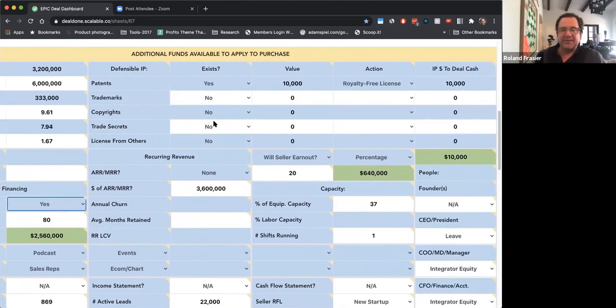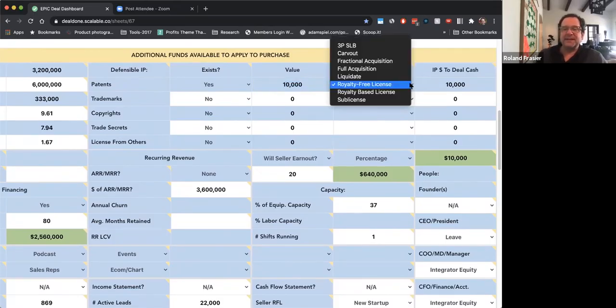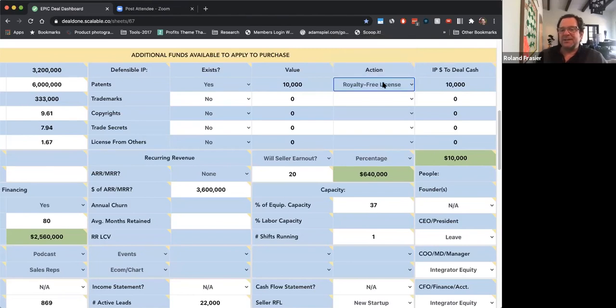And then I'm going to go over here and ask, is there any value in any of these intellectual property assets? It does exist. There's a patent, I told you. I don't know what the value is without getting an appraisal, but I do know it's going to be at least $10,000 to get this patent in the first place. So I could potentially argue for a royalty-free license. I could sell the patent, I could do a fractional acquisition or a carve out or a sale leaseback, or a number of things. But if I just tell the seller to give me a royalty-free license in the company, then I'm going to knock 10,000 off the purchase price.